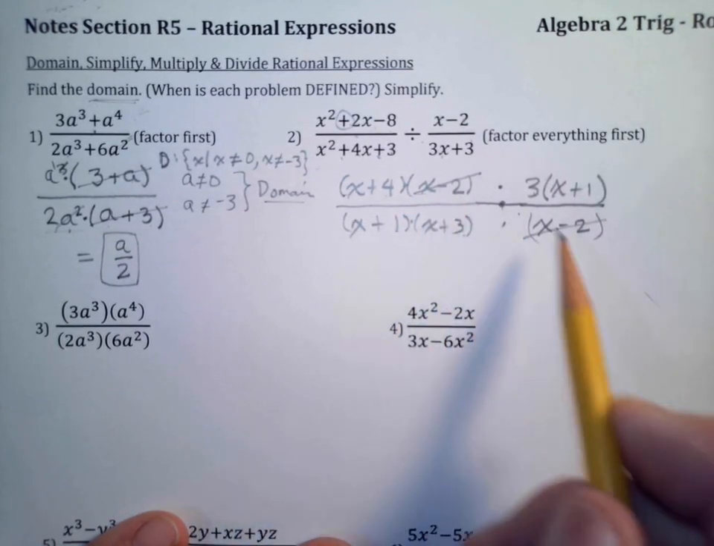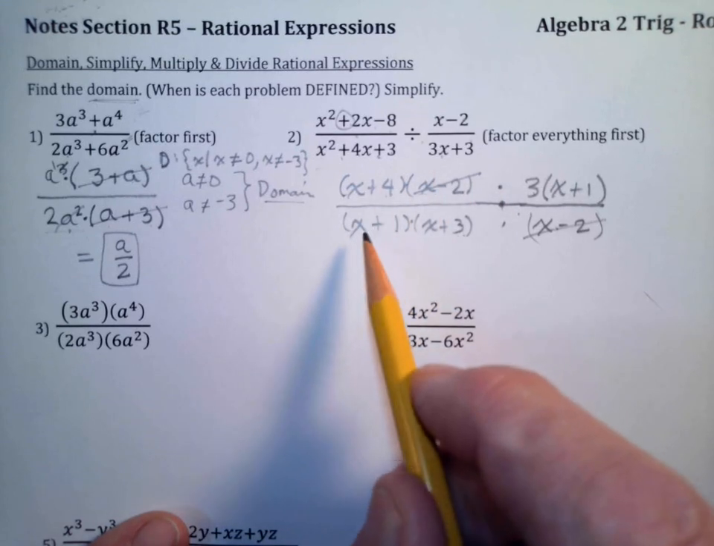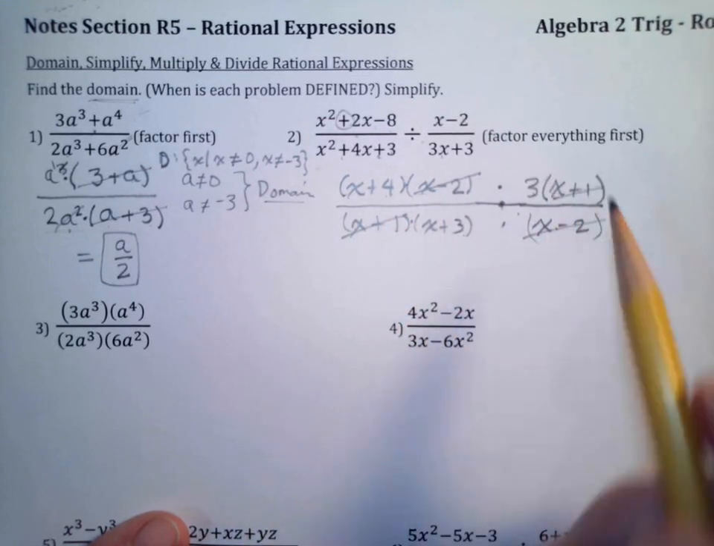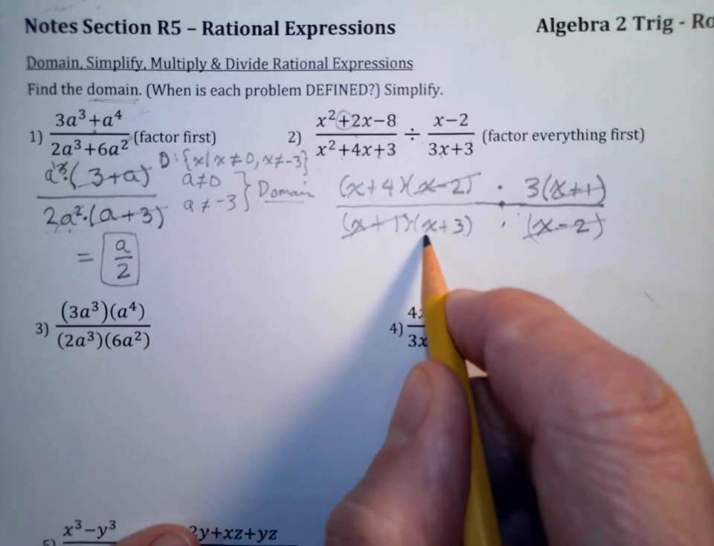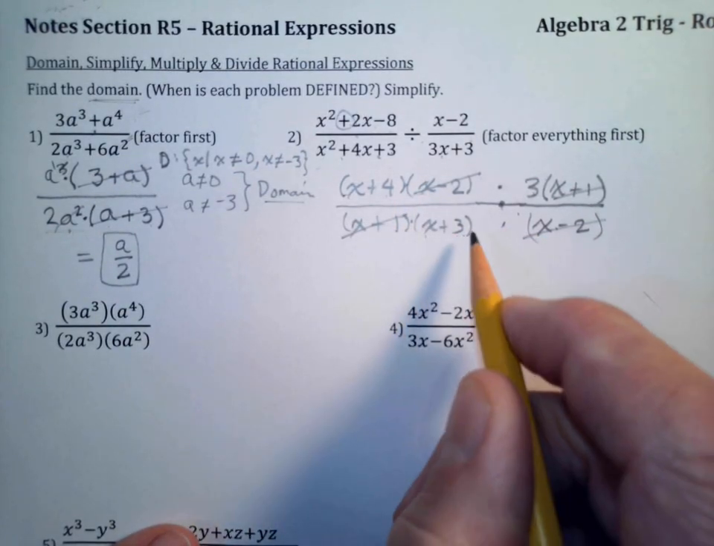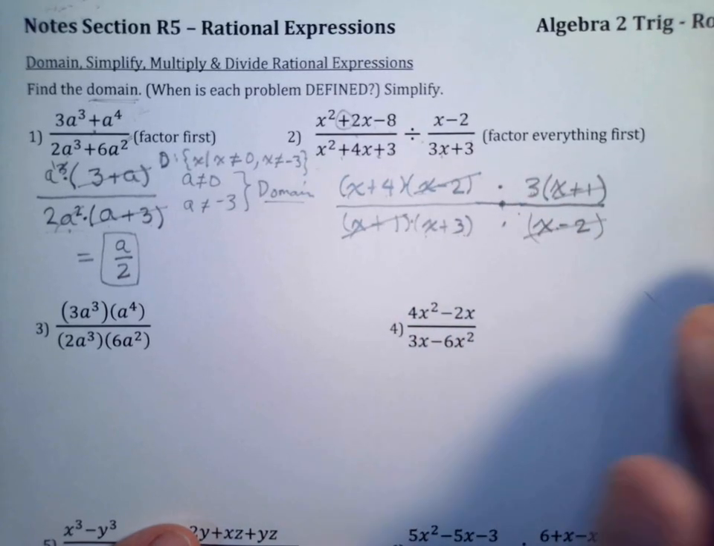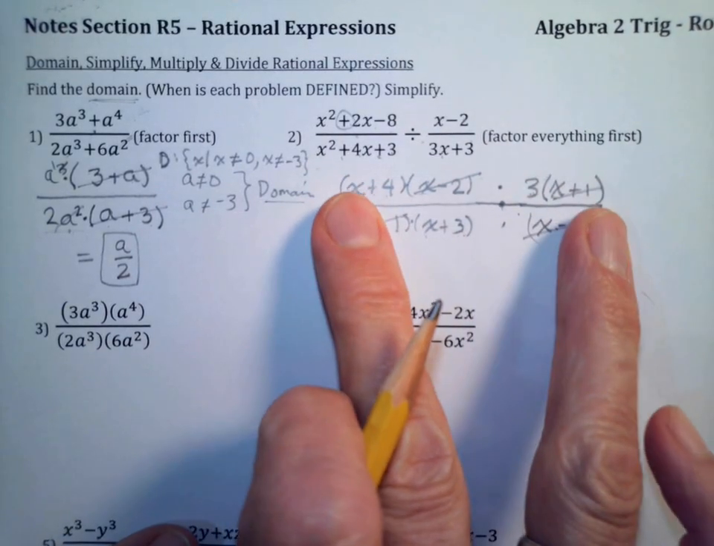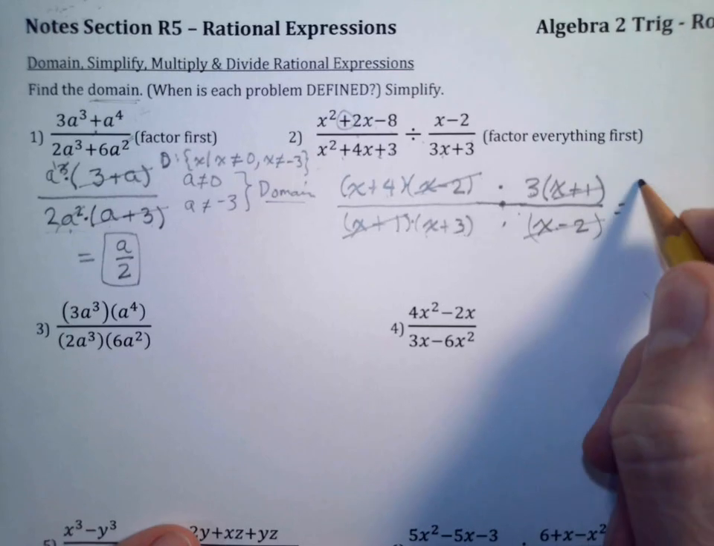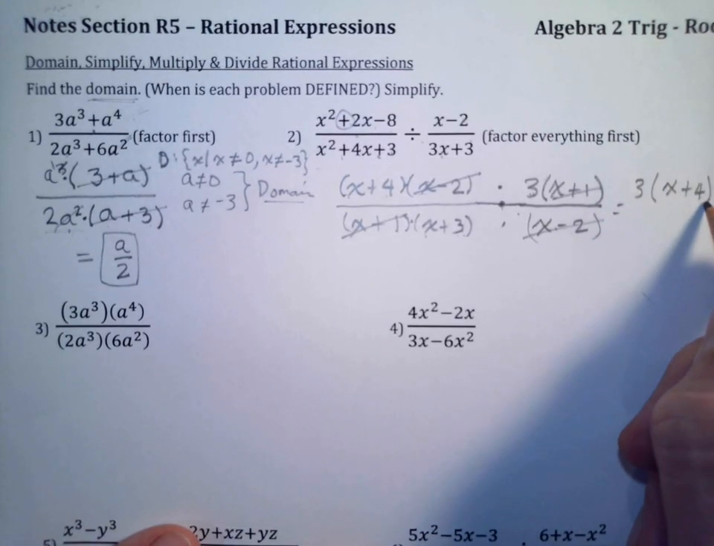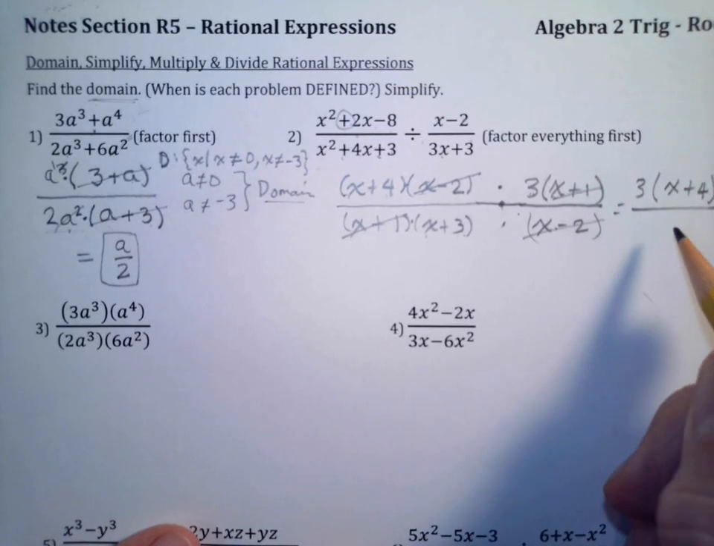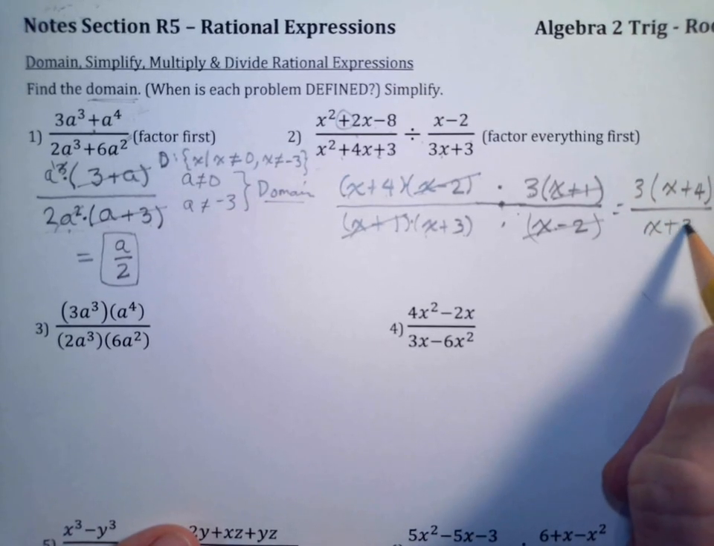All right, so x minus 2 and x minus 2 cancel. X plus 1 and x plus 1 cancel. Notice I'm not canceling out x with an x, right? I'm not canceling this 3 with this 3. Can't do that. All right, so what's left on top is 3 times the quantity of x plus 4. And then I have x plus 3 on the bottom.